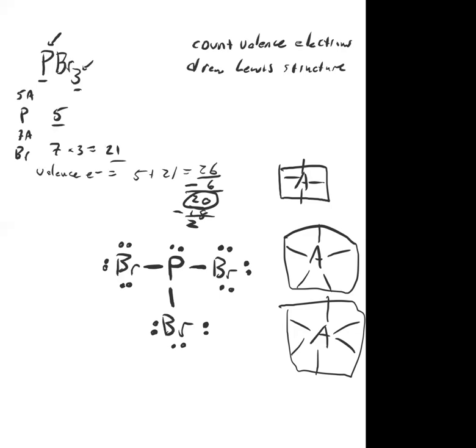And here's a really nice thing about this structure. Every atom has 8, so there's no electron pushing required. The bromine has a bond and 3 lone pairs, so that's 8. This bromine has a bond and 3 lone pairs, so that's 8. This bromine has a bond and 3 lone pairs, so that's 8. The phosphorus has 3 bonds, so that's 6, but it also has a lone pair, so that's 8. So we're set for the octet rule.